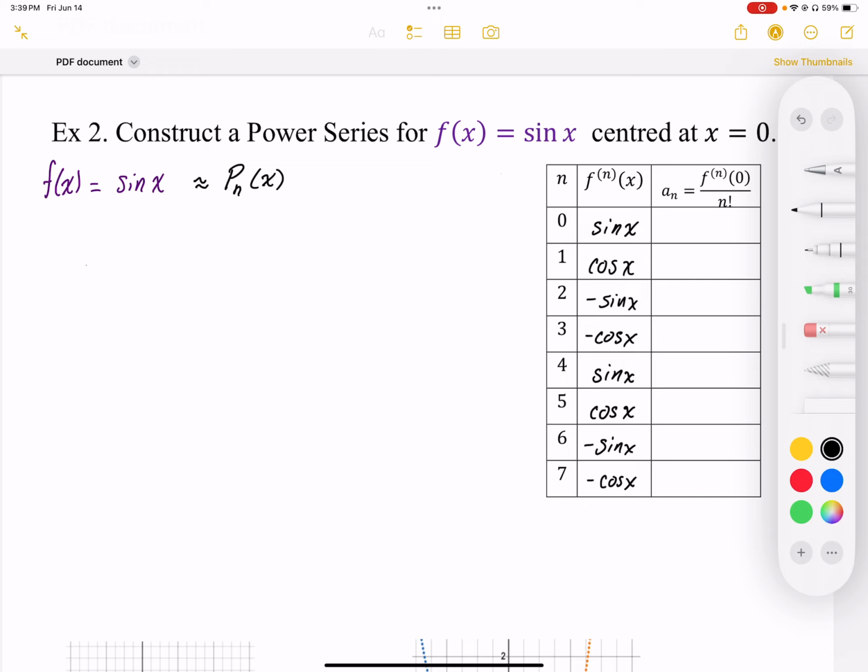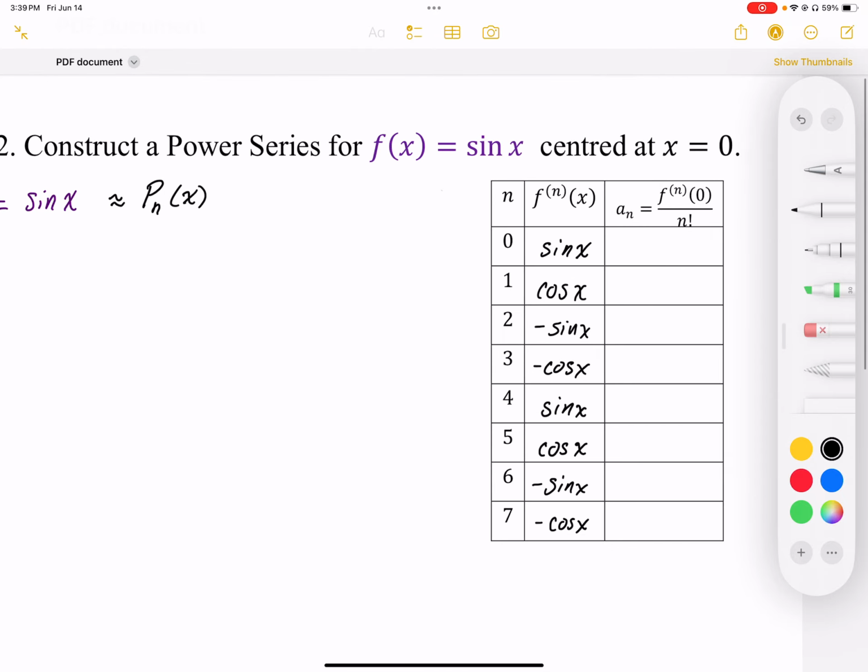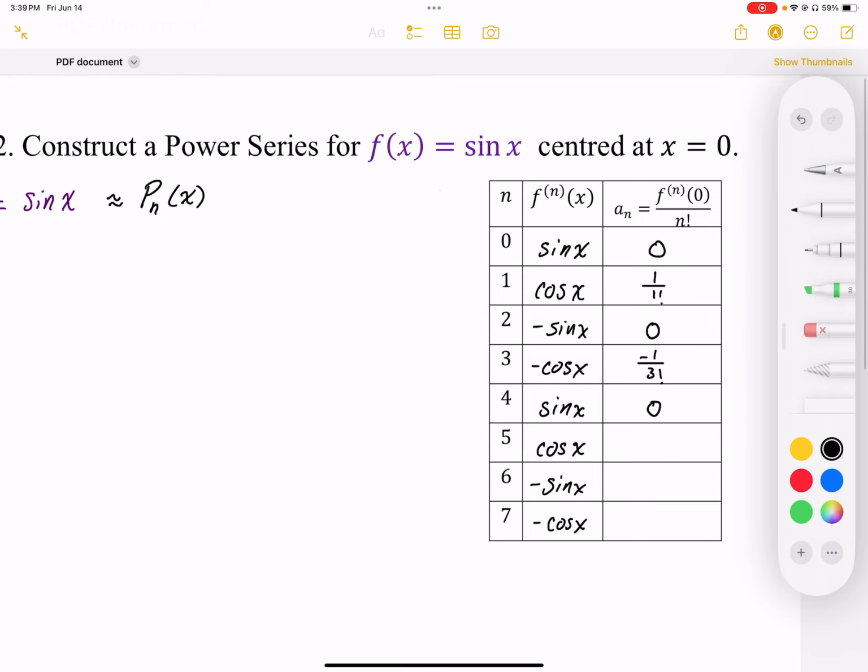So then we evaluate the derivatives at x equals 0. Working it out, sine of 0 is 0, cosine of 0 is 1, and then we divide that by 1 factorial, which is just 1. Negative sine of 0 is 0. Negative cosine of 0 is negative 1, so we get negative 1 over 3 factorial because n is equal to 3. Sine of 0 is 0. Cosine of 0 is 1, and then we divide by 5 factorial to get that coefficient.